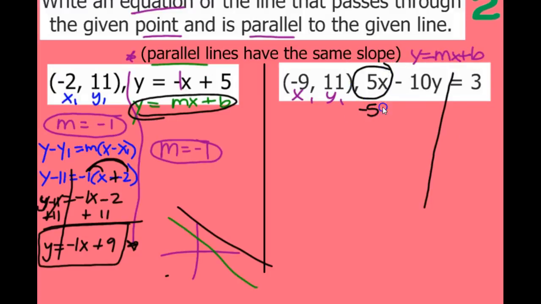So I'm going to move this 5x over to the other side. I'm going to solve for y. I have negative 10y equals negative 5x plus 3. And the opposite of multiply is divide.